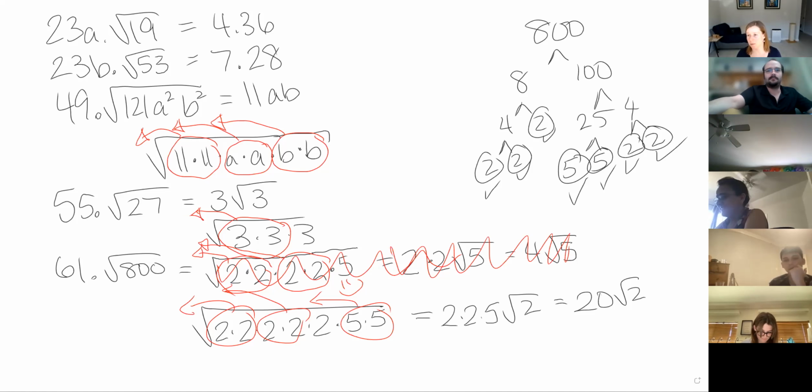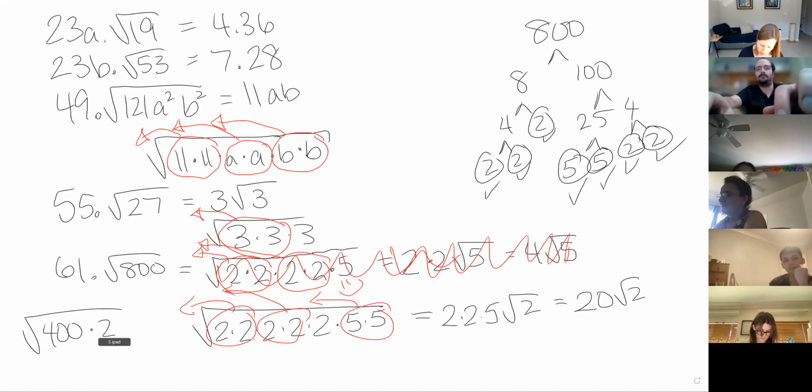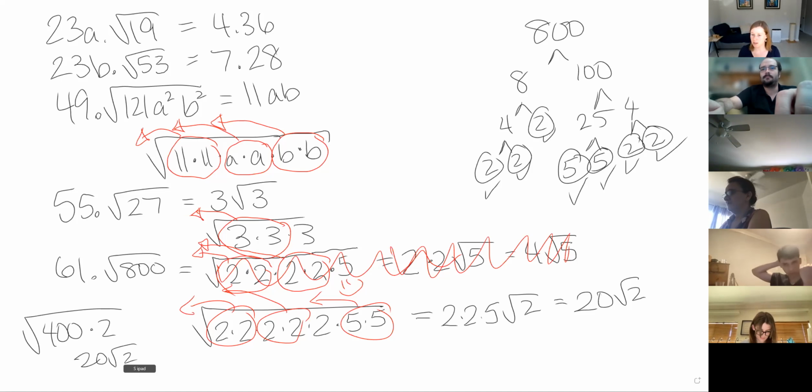I'm just breaking it down for people who don't remember how to do it. There's definitely faster ways to do it. If you are familiar with it, you can do it quicker. Because you can break it up and say, okay, I see that this is the square root of 400 times 2. And I know that the square root of 400 is 20. So that's 20 root 2. I mean, that's faster. It just depends how familiar you are with breaking down these numbers.